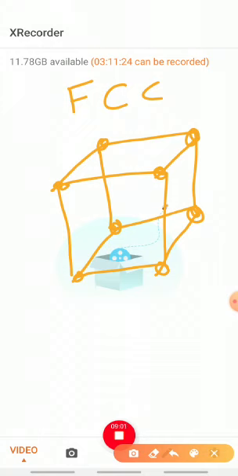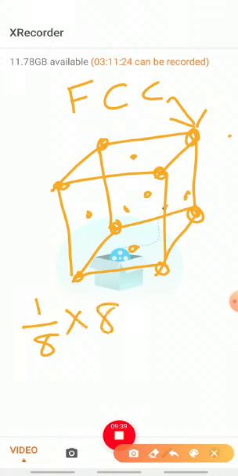Now cube is having how many faces, students? Tell me, how many faces does a cube have? Cube is having 6 faces. You might have played the game Ludo or snakes and ladders. There are 6 faces. This is the upper face, this is the lower face, this third, fourth, back, and this is front.